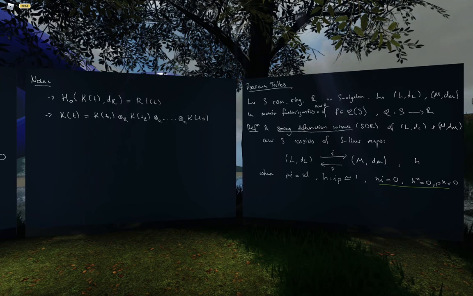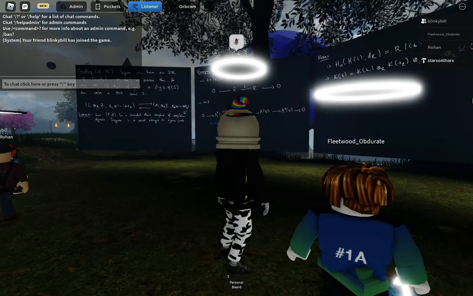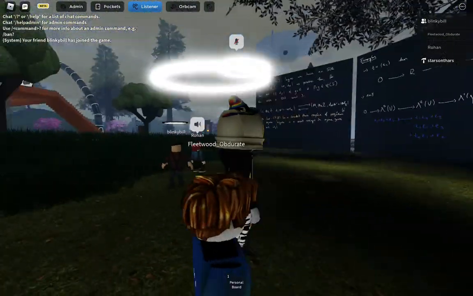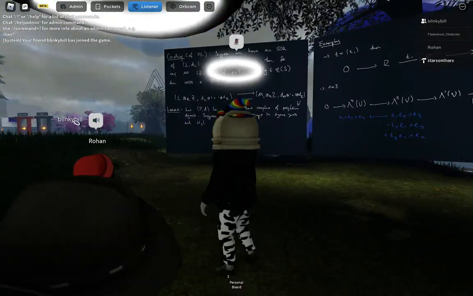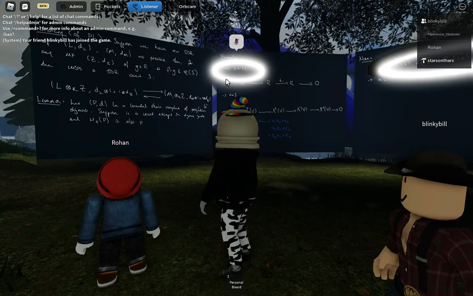and suppose it is exact except in degree zero, and that H zero, so the degree zero part, which is possibly not zero, is also projective.